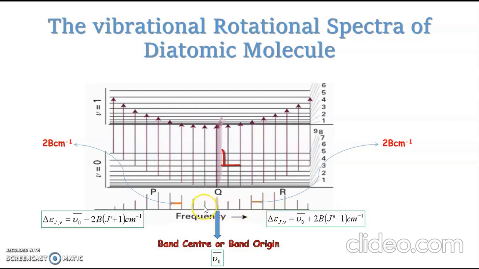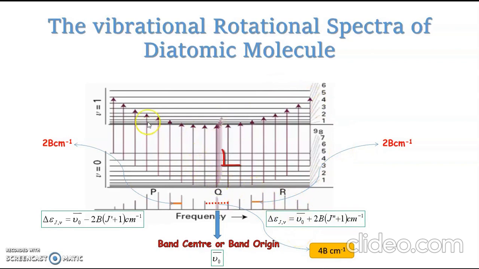And you should also note one thing, that the starting lines in the P branch and R branch will have a separation of 4B centimeter inverse. Since here is no spectral line, the first two lines in the rotational vibrational spectrum will be separated by 4B centimeter inverse, and from the next lines onwards it will be 2B centimeter inverse separation. That you should keep in mind.